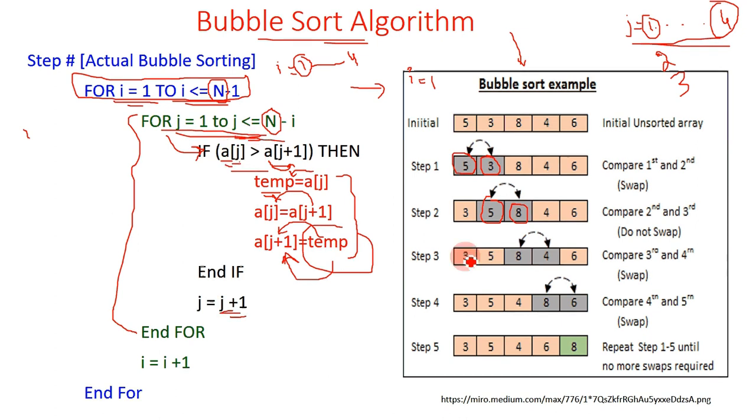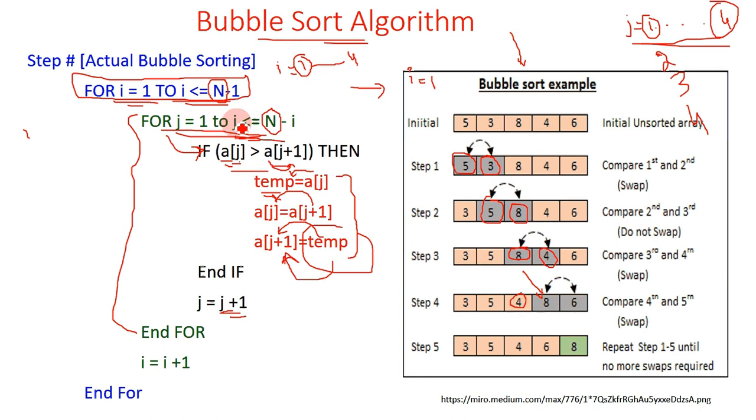3 is less than or equal to 4. Yes, if array of j, the third location value, is greater than the fourth location value, array of j plus 1. Yes, so swapping will occur. 4 will go to the third location, and 8 will go to the fourth location. Okay, and the j value will be incremented from 3 to 4.